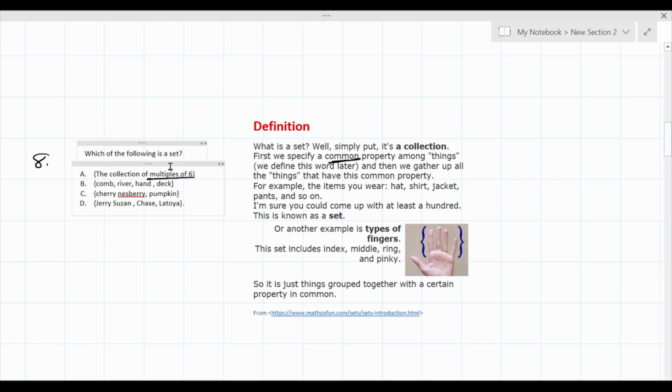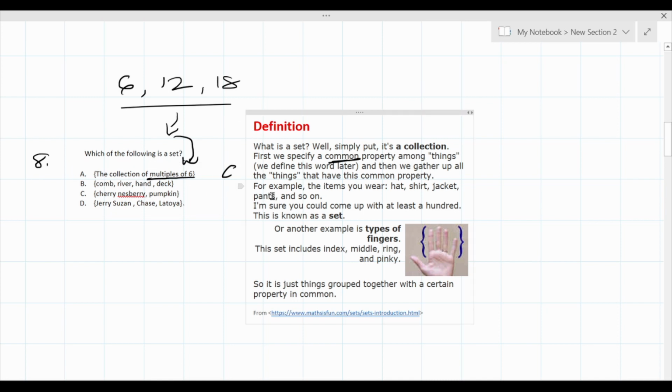Now, I don't know based on Jerry, Susan, Chase, and Latoya what they have in common. Nisberry, I don't know what these have in common, right? But definitely, I can see here that A, the collection of multiples of 6, all of these have something in common to show that they are actually multiples of 6. So the multiples of 6 would be like what? 6 times 1 is 6, 6 times 2 is 12, 6 times 3 is 18. All of those things would show some relationship to 6, right? So all of these things have something in common. So that's why I would go with A as our answer.